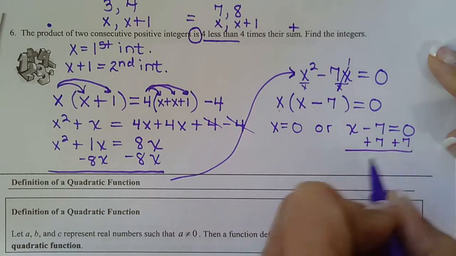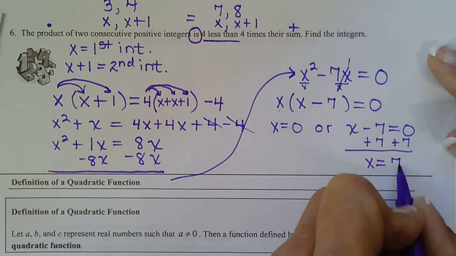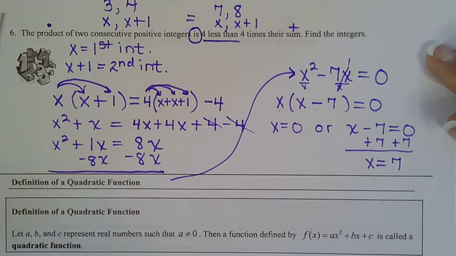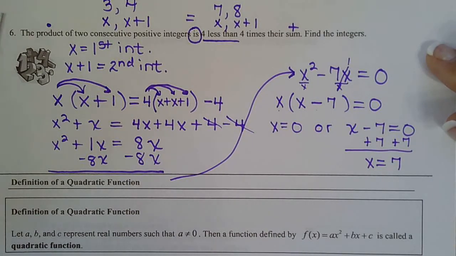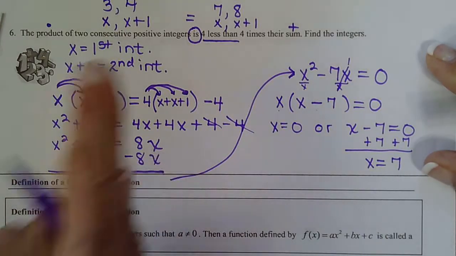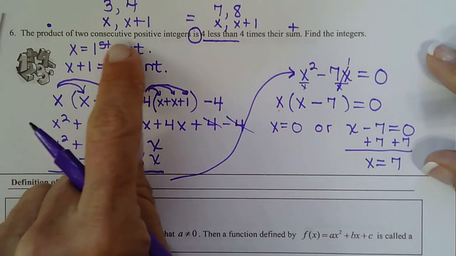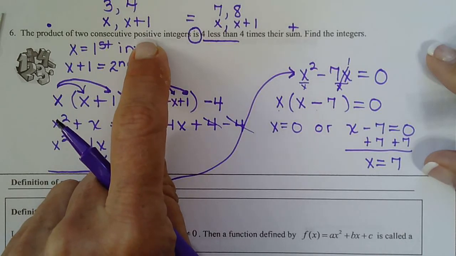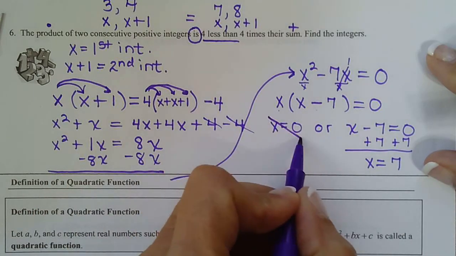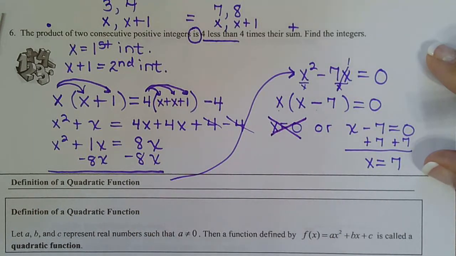And like I said on the last problem, we always get 2 answers, but with word problems, usually only one of the answers works. So let's see what it says. 2 consecutive positive integers. 0 is not positive.